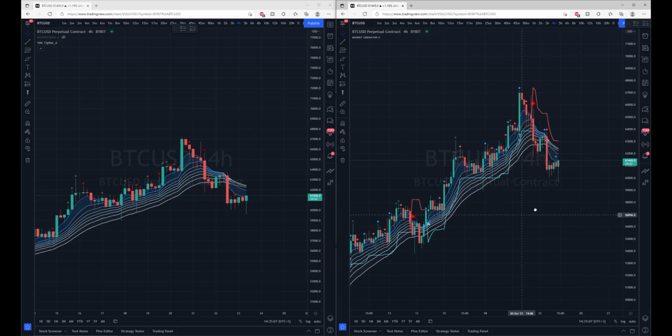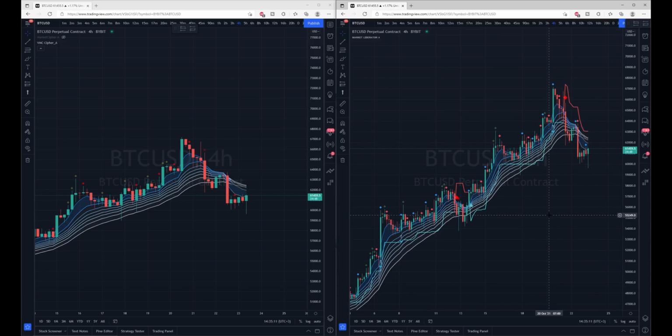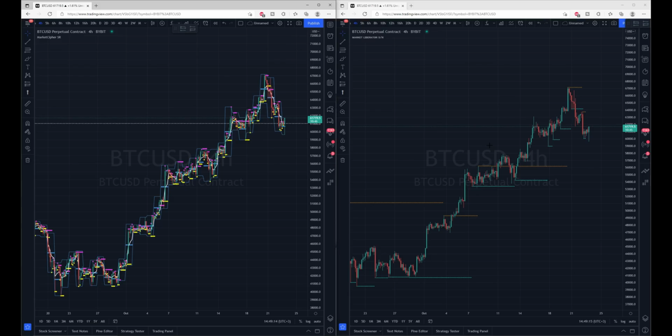So let's go on to the last piece. It's the support and resistance indicator, and the VuManChu does not have this, but both the Market Cipher and the Market Liberator have a support and resistance indicator as well. So let's take a look. All right, the Market Liberator support and resistance versus the Market Cipher support and resistance. Now, Market Cipher support and resistance looks like a complete mess, and you can't really see what's happening on your chart.